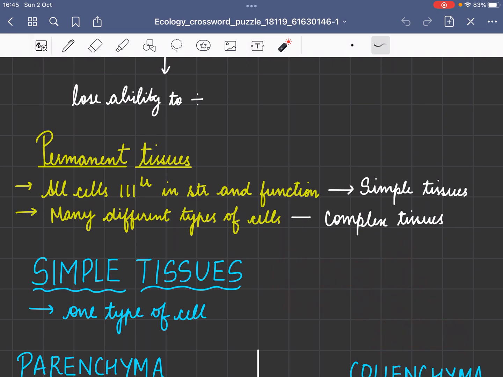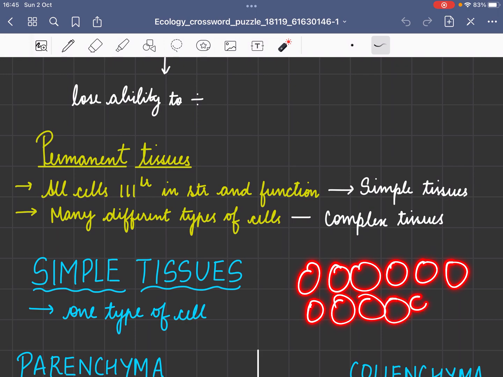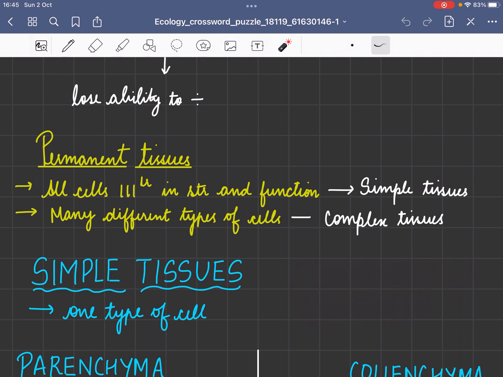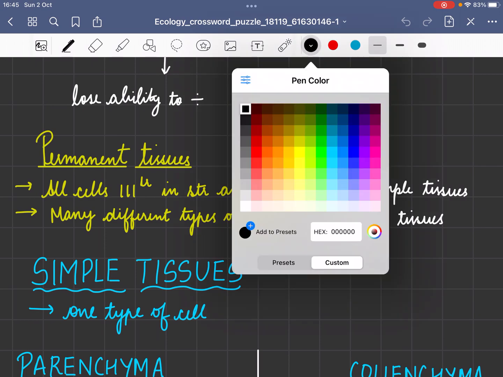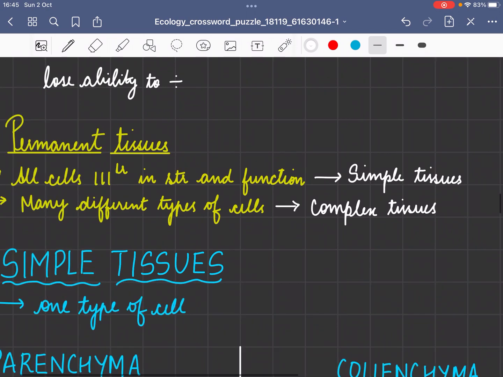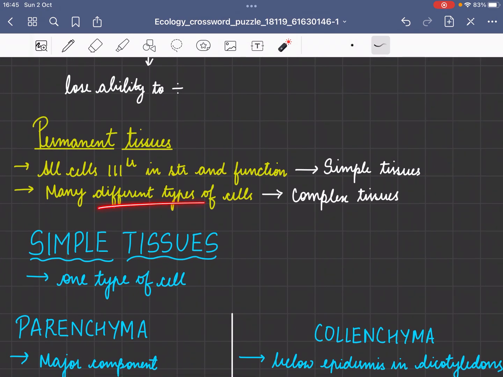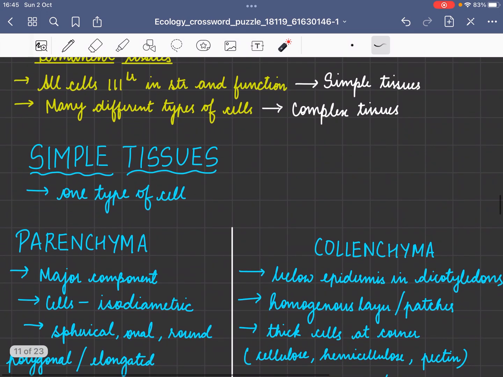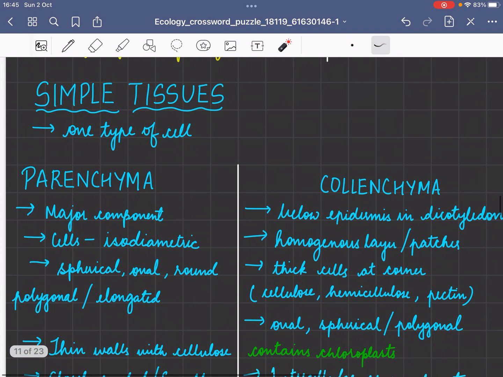If all the cells are similar in structure and function, say they are all round, I can call them a simple tissue. But in a complex tissue there are different kinds of cells, maybe something like this. This is not a really apt diagram, but I'm just trying to tell you the difference between a simple and a complex tissue. Many different types of cells make it complex, and if they're all similar in structure and function, it is simple.